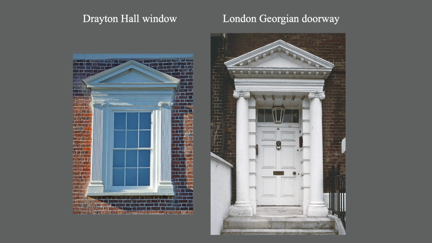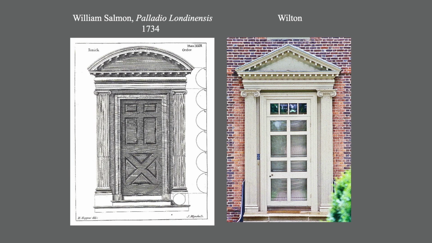Wilton's doorway, like Drayton Hall's window, is based on a doorway design published in one of the numerous English architectural pattern books used by builders in colonial America, in this case William Salmon's Palladio Londinensis. Wilton's builders, however, substituted a triangular pediment for a segmental one, probably because it was easier to make.